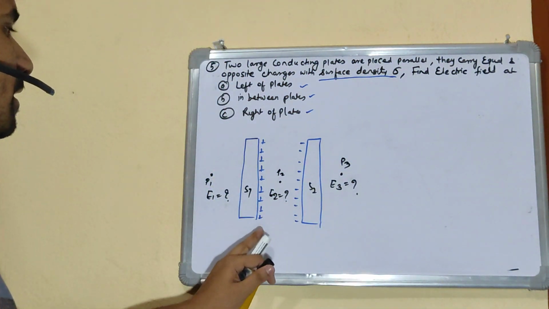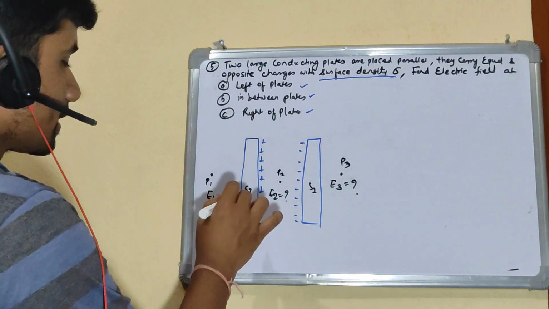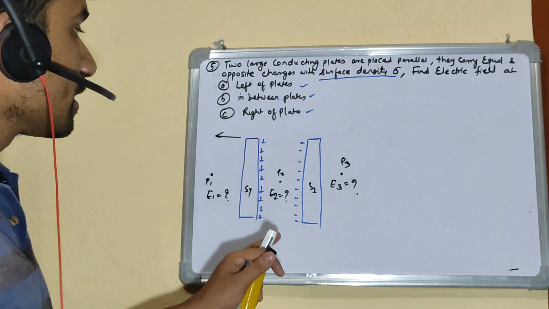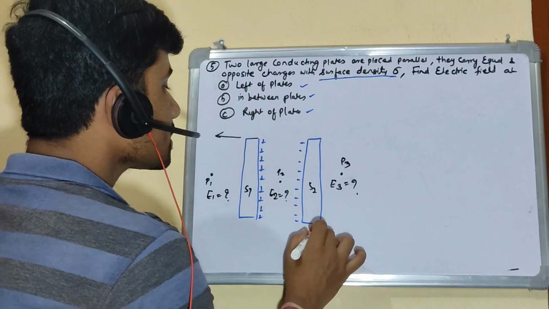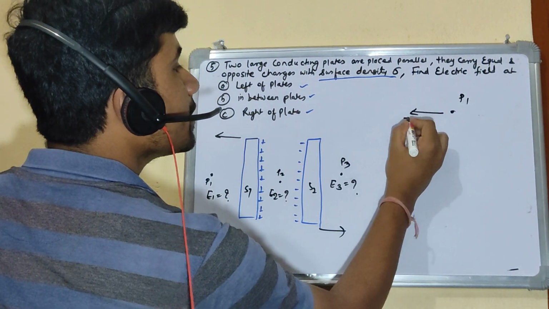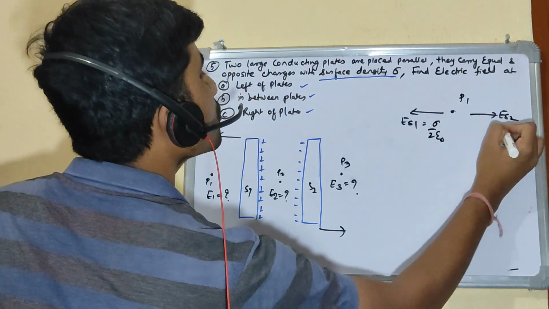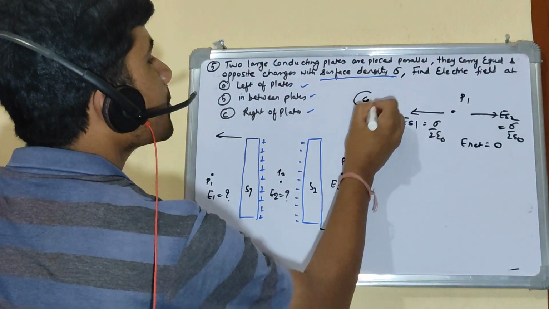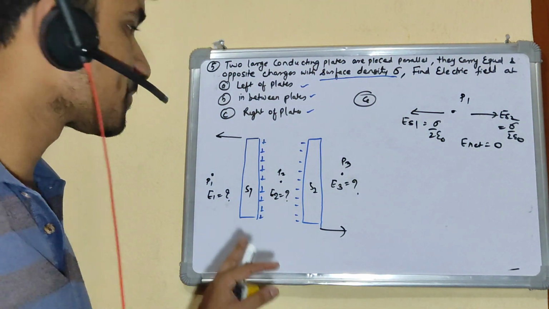Because of S1, the direction of field at P1 will be in this direction, right? Away from positive, that is the direction of electric field. Because of S2, it will be in this direction, right? So let's say this is the point P1. Because of S1, it will be in this direction. Because of S2, it will be in this direction. The magnitudes are sigma by 2 epsilon naught, sigma by 2 epsilon naught, right? Net field at P1 will be what? 0. This is my first answer, right? Clear?